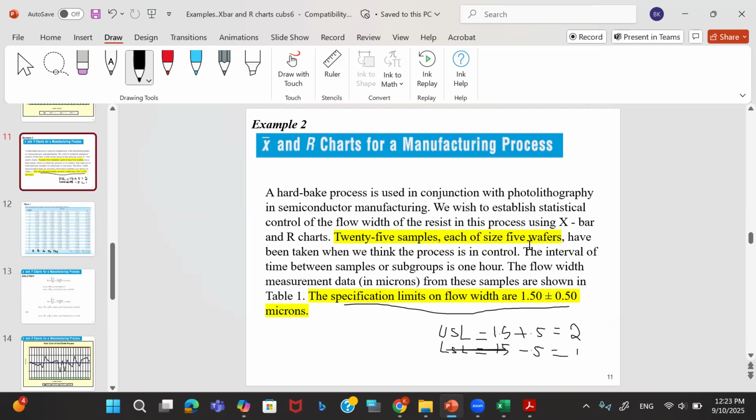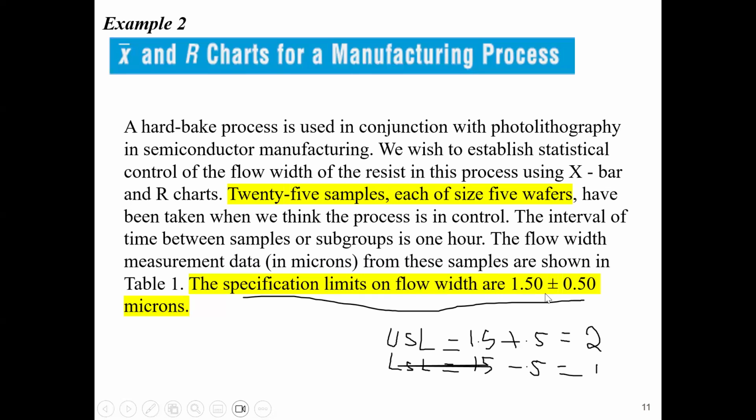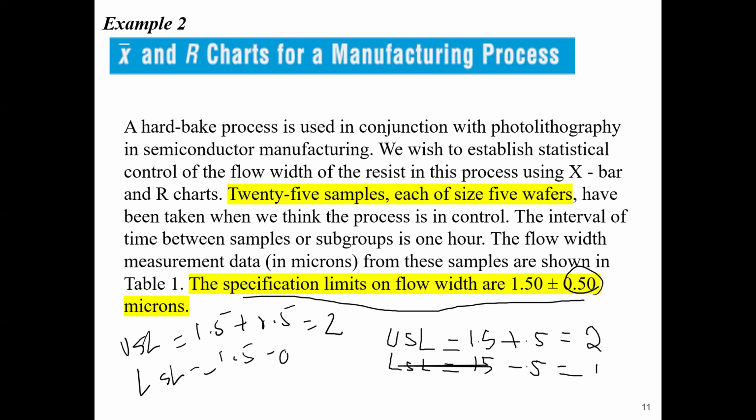So 25 samples, each of size 5. So the sample size is 5. The specification limits are 1.5 plus or minus 5. So when you have specification limits, you break them down into the upper specification limit, where you add the tolerance, and the lower specification limit, where you subtract the tolerance. So these are the specification limits. Later, we will be using them. We do the same thing.